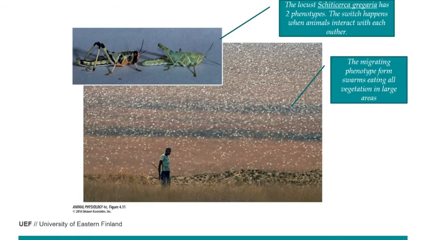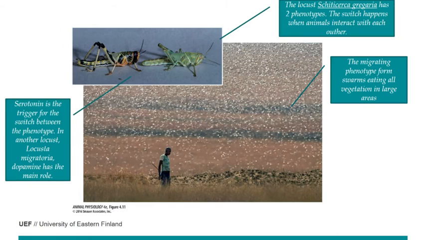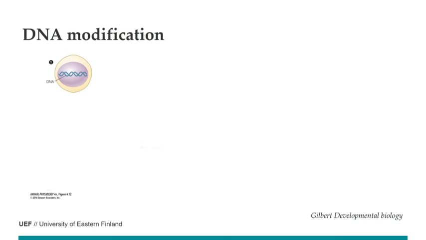In this locust, only one neurotransmitter is needed for switching the phenotype. There's also another migrating locust that has, besides serotonin, also dopamine, which is also a neurotransmitter that has a main role in this switch. To understand how we can change these phenotypes, we must understand something about DNA and its modifications.